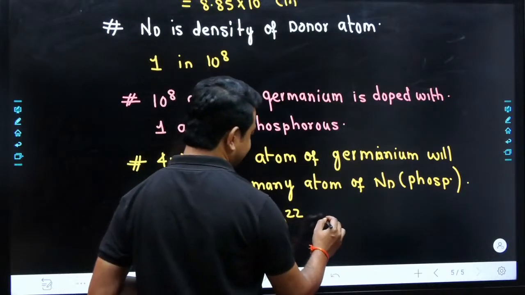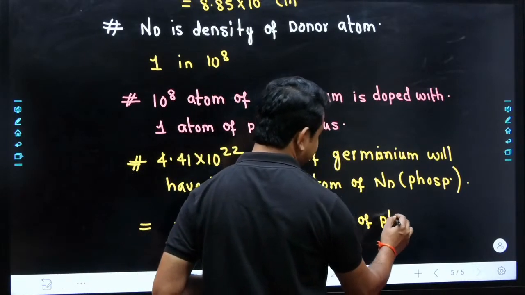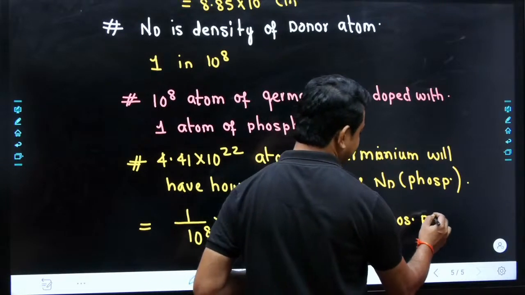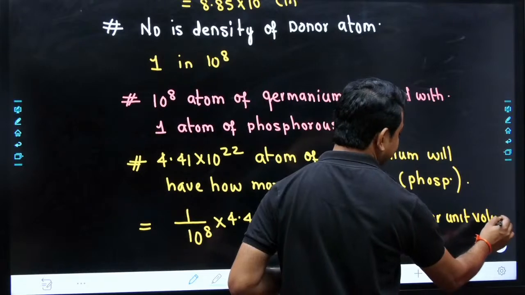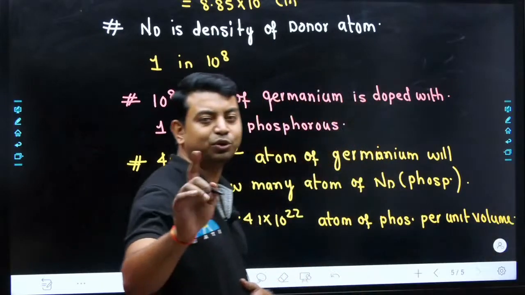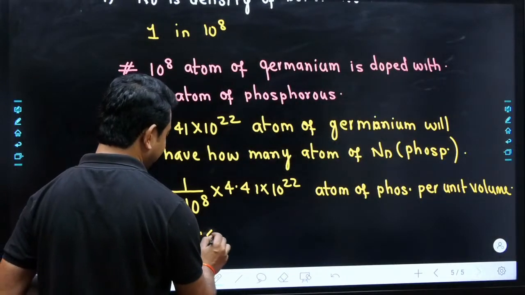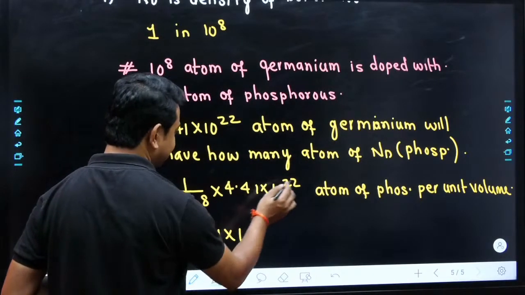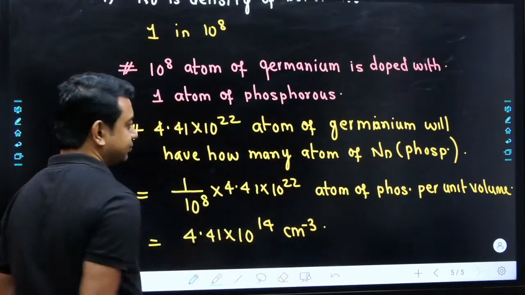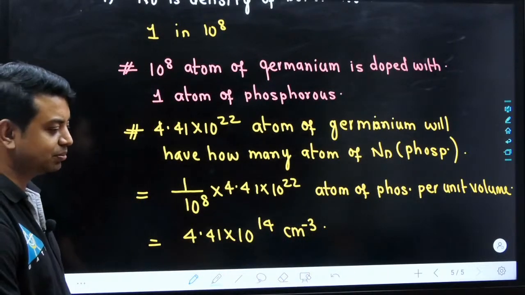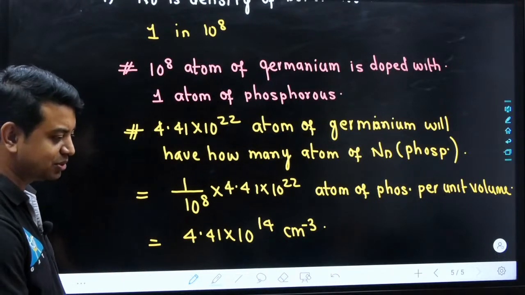This is the atoms of phosphorus per unit volume, which is nothing but the density of donor atoms. So this becomes 4.41 into 10 to the power of 22 minus 8, that is 14 per centimeter cube. So these are the following steps, for one donor atom in 10 to the power 8 intrinsic atoms of germanium or silicon.